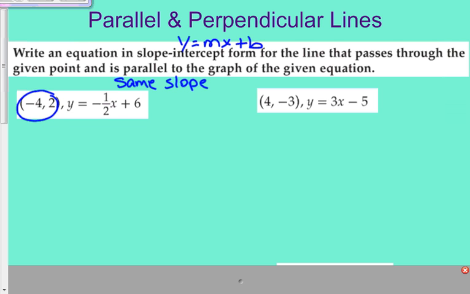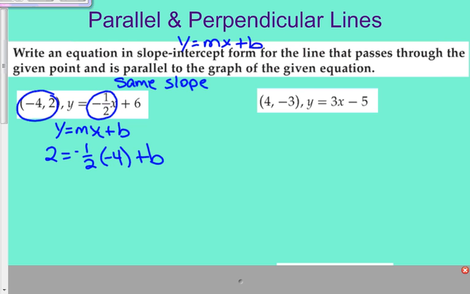So if we look at our y equals mx plus b form, in order to write a line in this equation, we need to know m and we need b. Well, we can find m by looking off our given equation because it'll be exactly the same. In order to find b, though, we're going to use the point they give us. So we're going to plug 2 in for y. The slope goes in for slope. -4 gets plugged in for x. And then we don't know b yet. And that's what we're doing, is solving for b first.